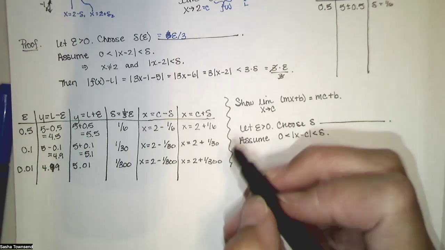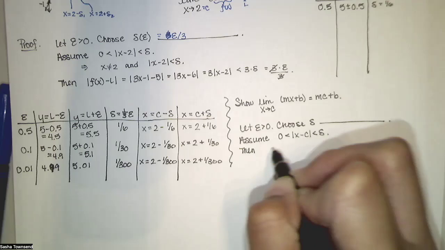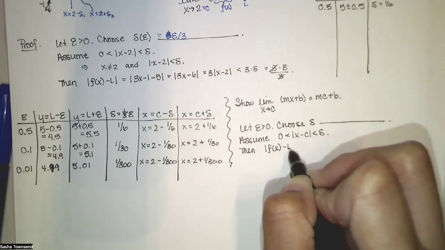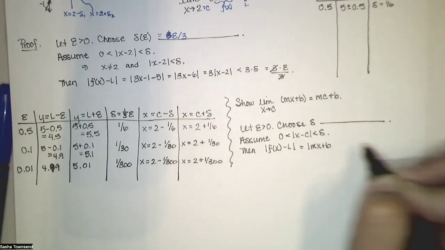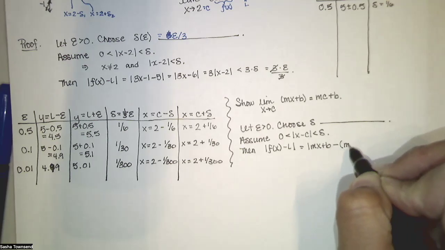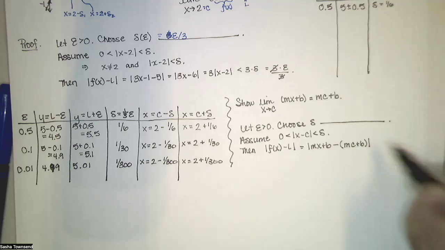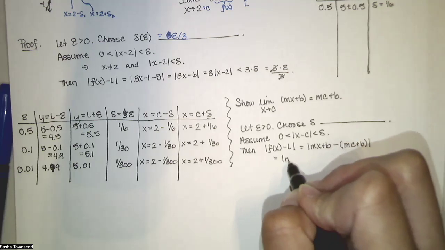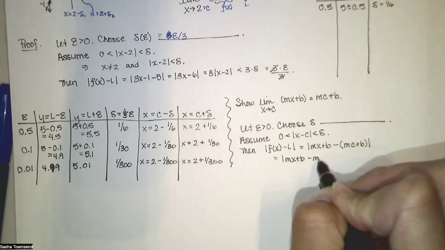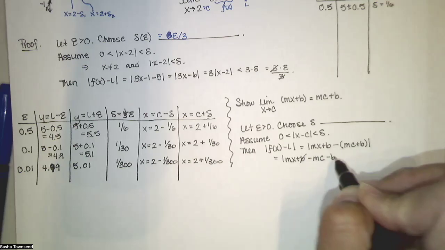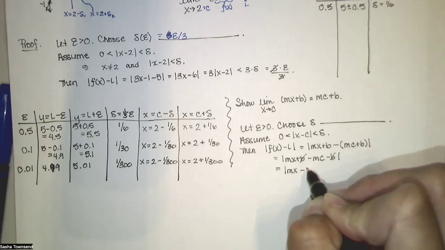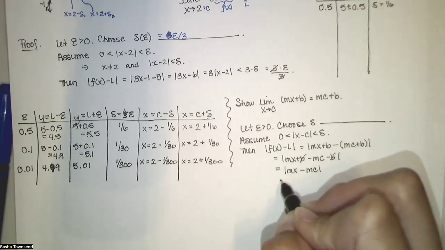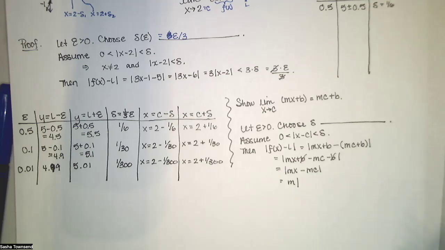So we've got that. And then we want to look at the absolute value of f of x minus L. In this case, f of x is just mx plus b. The limiting value is mc plus b. Distribute the negative. The b's reduce. And now you've got the absolute value of mx minus mc. And you can factor out the m.